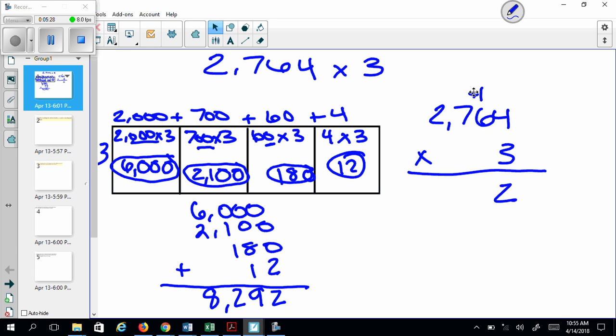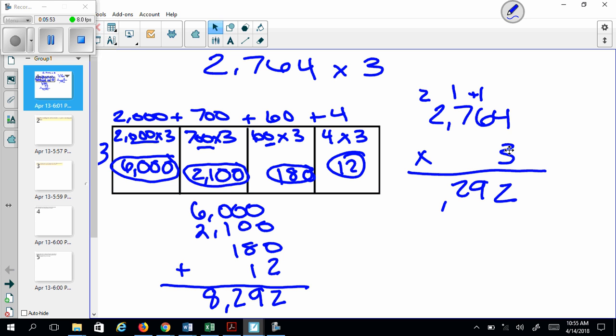But we must add the 1 after we multiply the 6 and the 3. You don't add the 1 to the 6. You don't add the 1 to the 3 and then multiply. You must add the 1 after you already have your product. So we have 18 plus 1, which is 19. 9, carry my 1. 7 times 3 is 21. Plus 1 is 22.